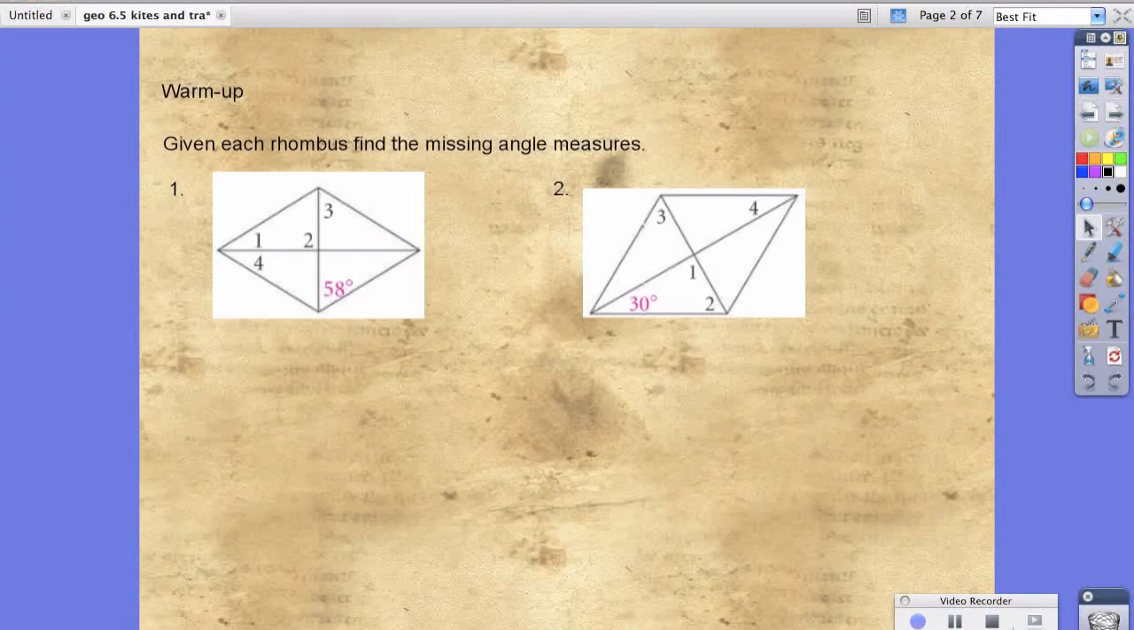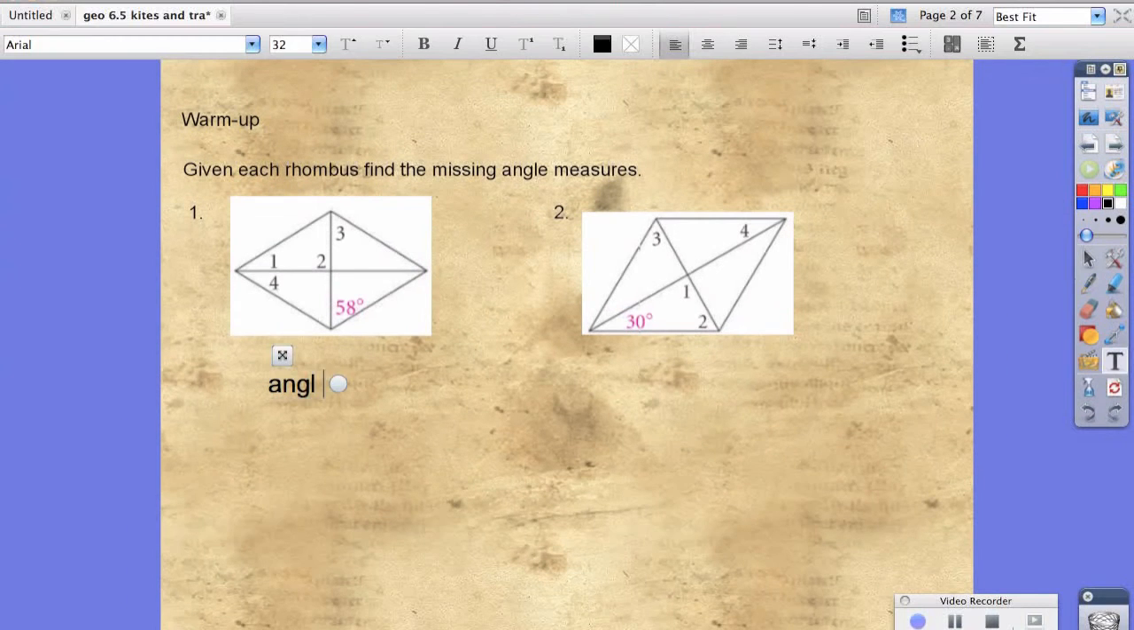Now, because example 1 is a rhombus and the diagonals of a rhombus bisect the angles, that means that angle 3 equals 58 degrees. And because angle 2 is where the diagonals intersect, that means that angle 2 is perpendicular, so it's 90 degrees.